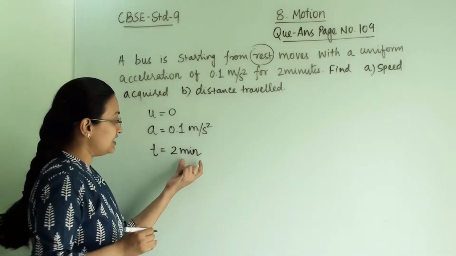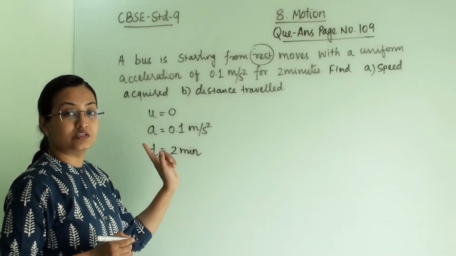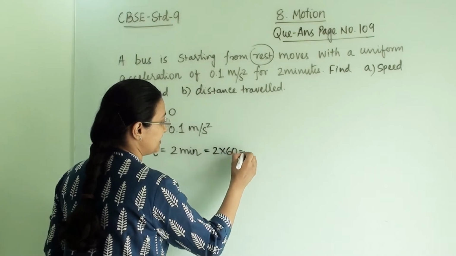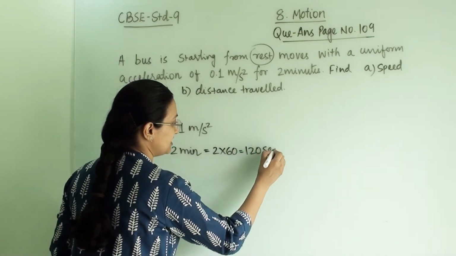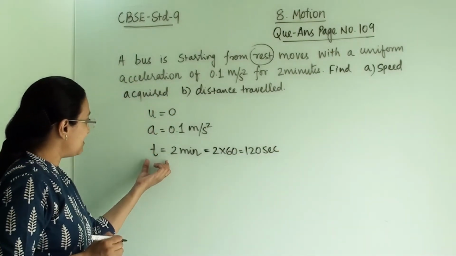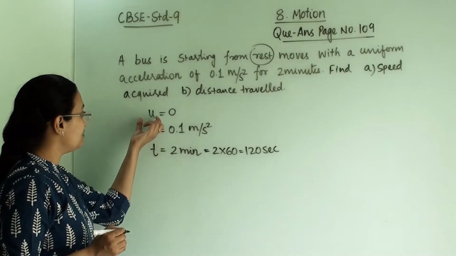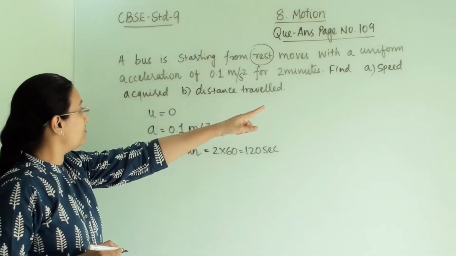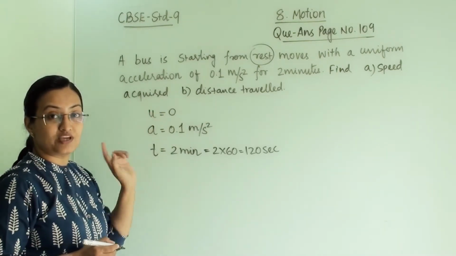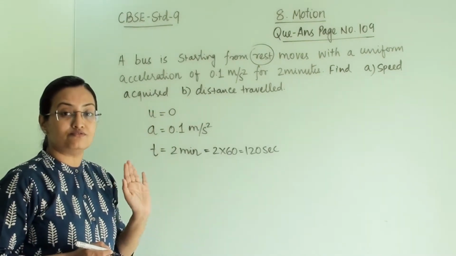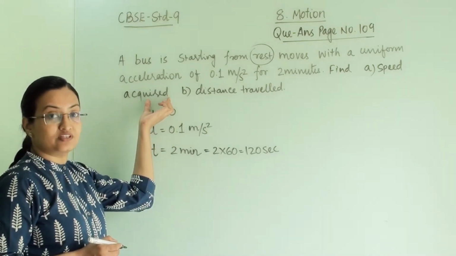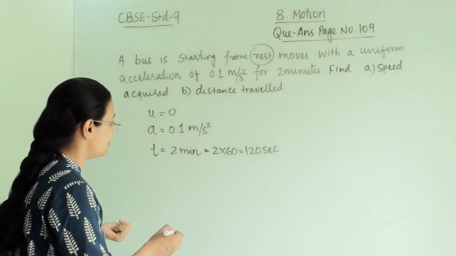Now this is in minutes. We have to convert this into seconds. So it is 2 into 60, and we will get 120 seconds. So we have time, we have acceleration, we have initial velocity. What do we have to find out? Speed acquired. So we have to find out the final speed that the bus will acquire after this much acceleration. So let us find that out.